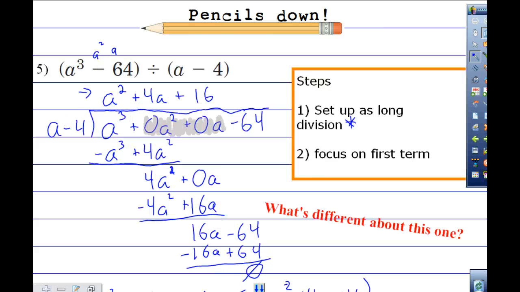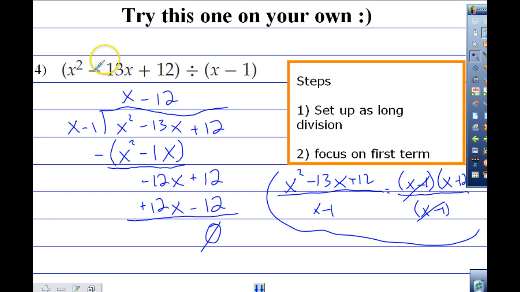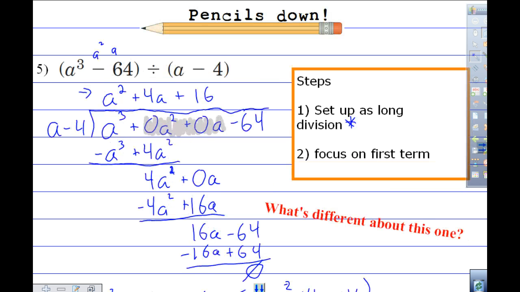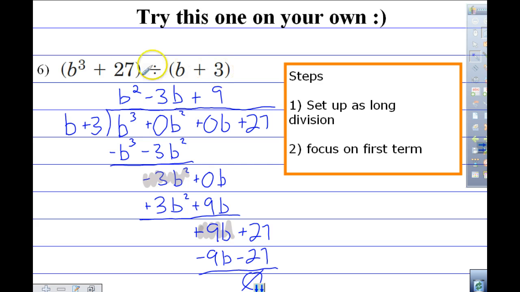So I gave you a few that are a little bit simpler. They don't have any gaps as far as the variables. It goes from x squared to x to the 1 and so on. We didn't have to fill in anything. Gave you some that do have gaps, so we had to fill in with the zeros as needed.